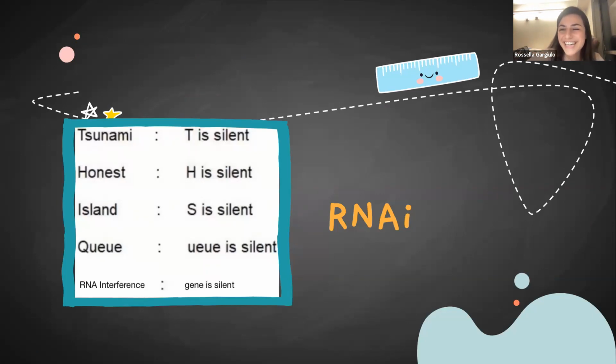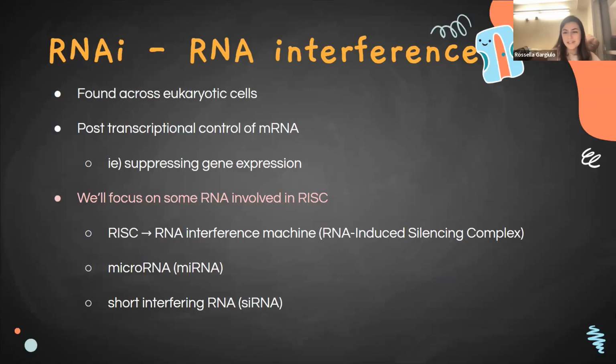I don't know what this is. I don't know why it's in a different font, but it's like tsunami, the T is silent, blah, blah. And then at the bottom is RNA interference. The gene is silent. Because the gene is silenced. I totally didn't see that the first time because I only read the first four. So that's us explaining the joke. I hope it was funny and you appreciated it. Yeah, so RNA interference is basically when you silence the gene. So that's the joke, I guess.